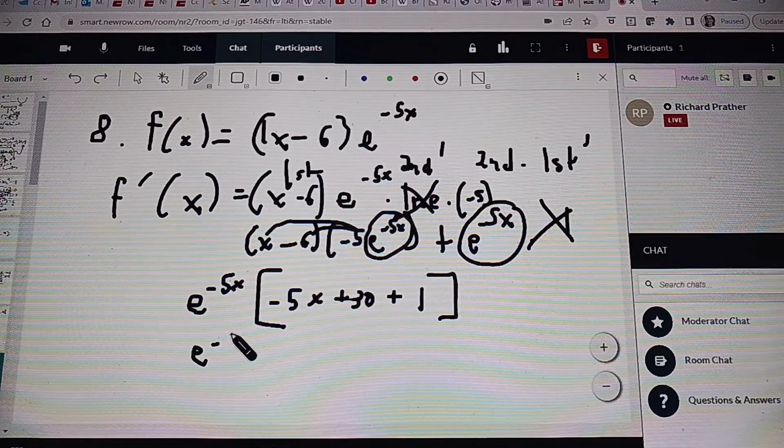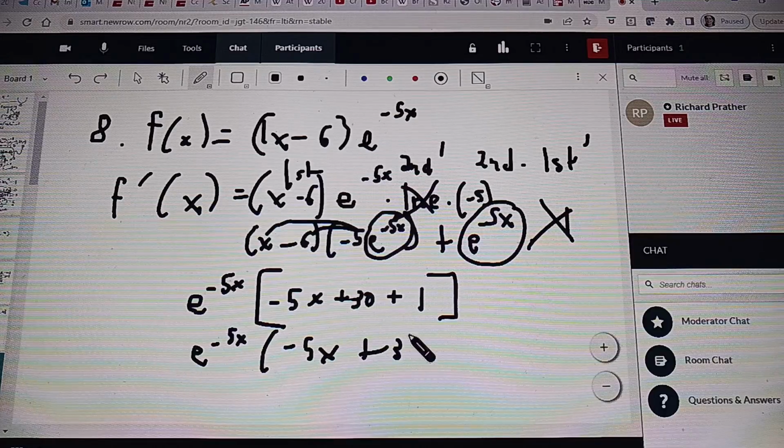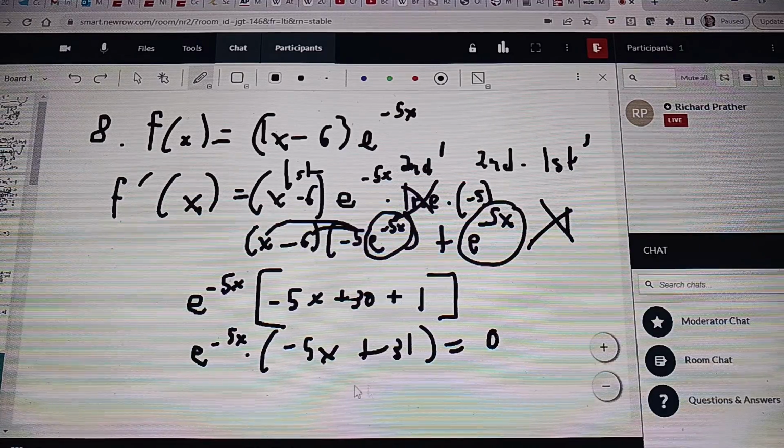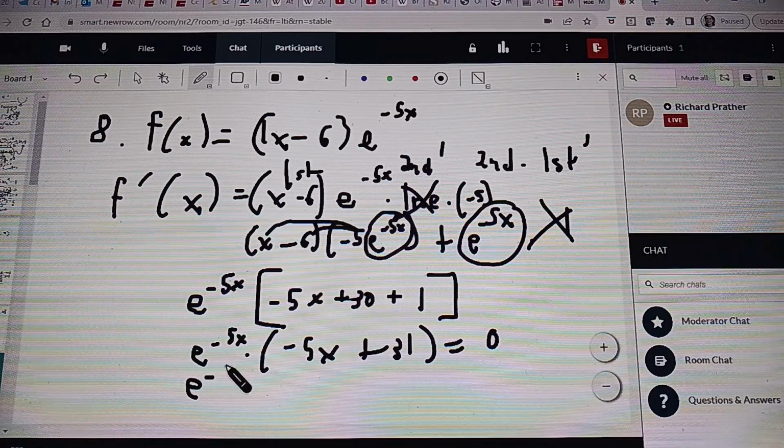So e to the -5x times -5x plus 31. Okay, so I've got a product equal to 0. I can try to set each part equal to 0 and find what makes the derivative equal 0.